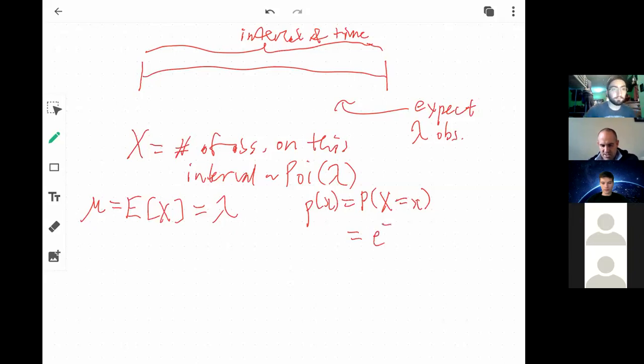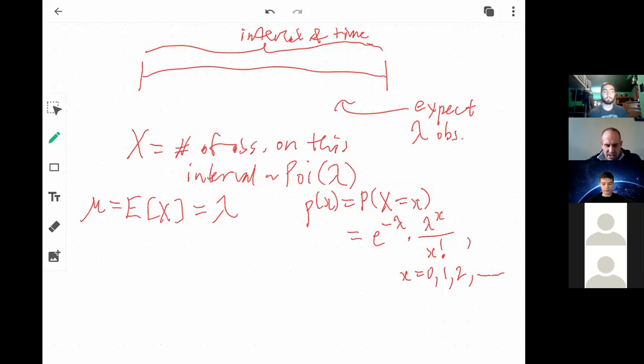I'll give you a hint. There's e to the minus lambda, but there's some other stuff. e to the minus lambda times lambda to the x over x factorial. And that's for x could be 0, 1, 2, any non-negative integer.